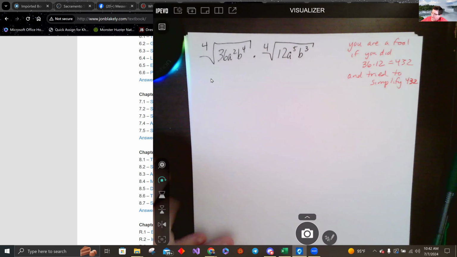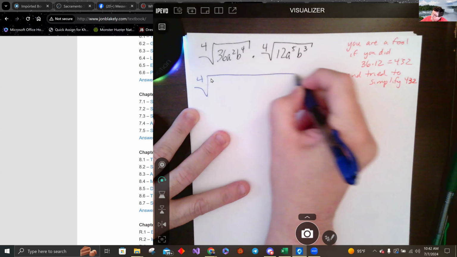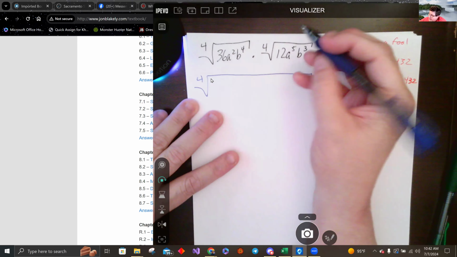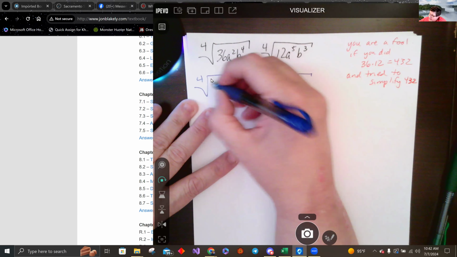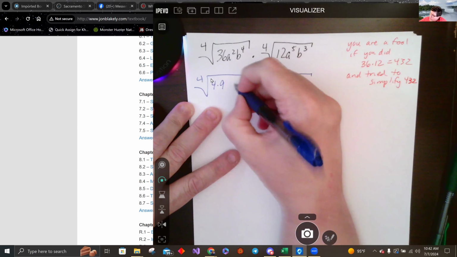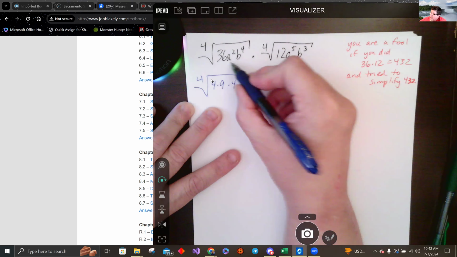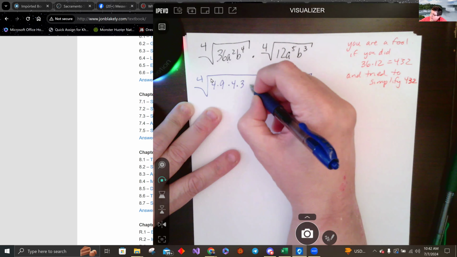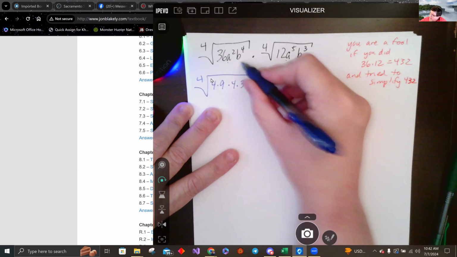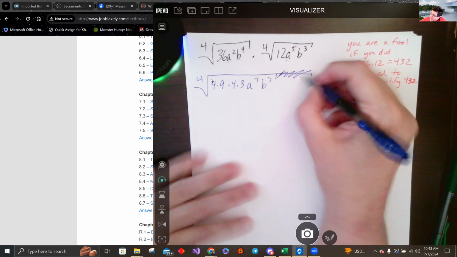We're going to put them together, of course. But I'm going to write these as things I recognize. 36 is 4 times 9 real quick. 12 is 4 times 3. And I'm going to combine my a squareds. A to the 7th power. And I'm going to combine my b's, b to the 7th power. I guess I didn't need that long of a radical.